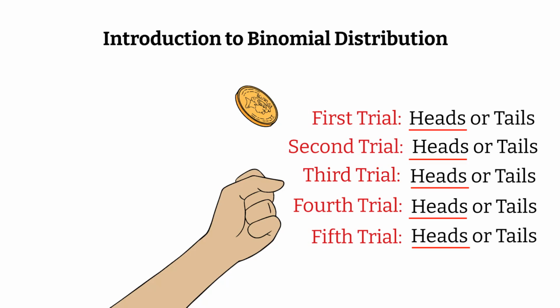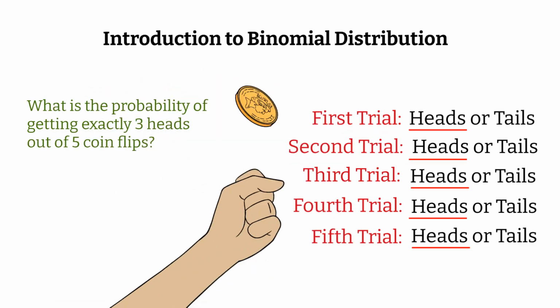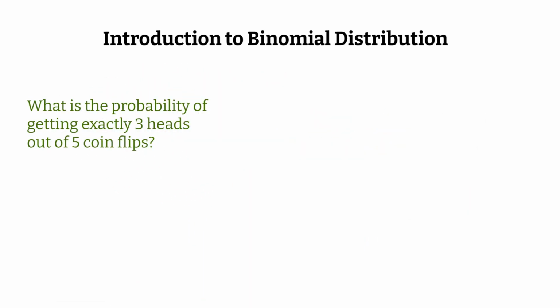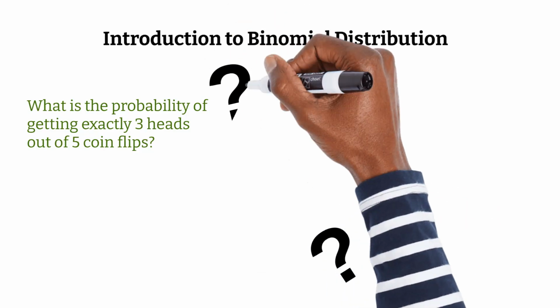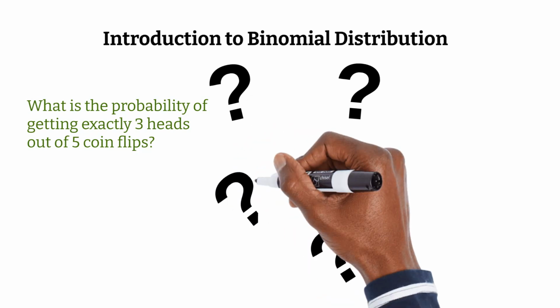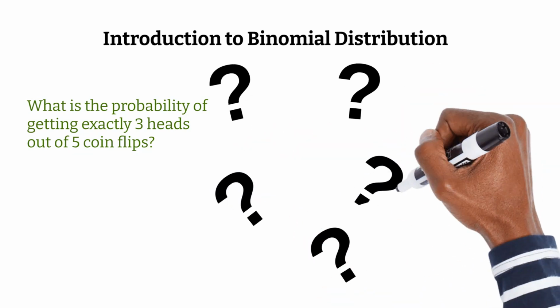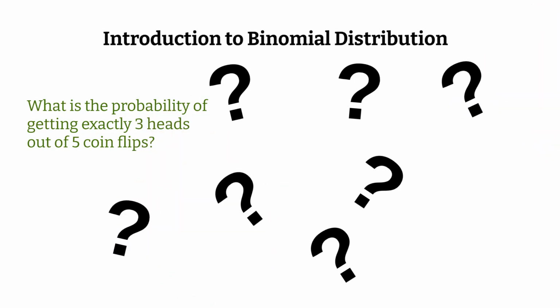How likely is it that we get a specific number of heads in those 5 flips? For example, what if we want to know the probability of getting exactly 3 heads out of 5 coin flips? Now, you might be thinking, well, I could just list out all the possible outcomes of the 5 coin flips, right? I could write down every combination of heads and tails, count how many of them give me exactly 3 heads, and then divide by the total number of possibilities.